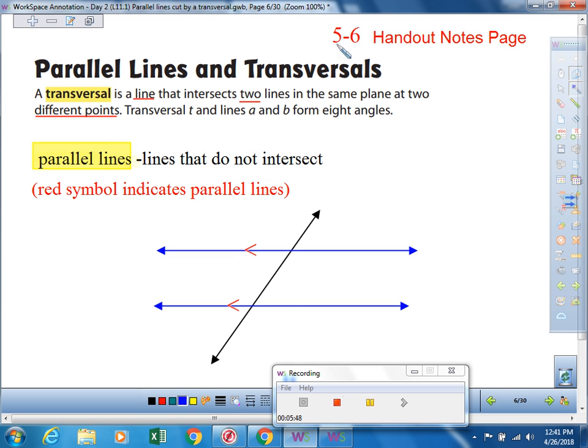Okay, on the handout, numbers 5 and 6. 5 and 6 on your handout. A transversal is a line that intersects two lines in the same plane at two different points. This is your transversal right here.